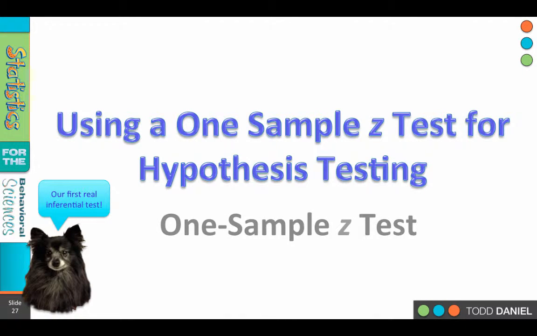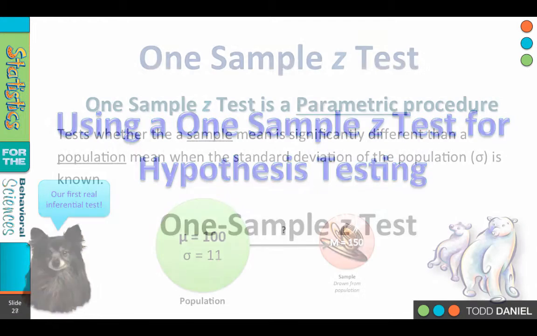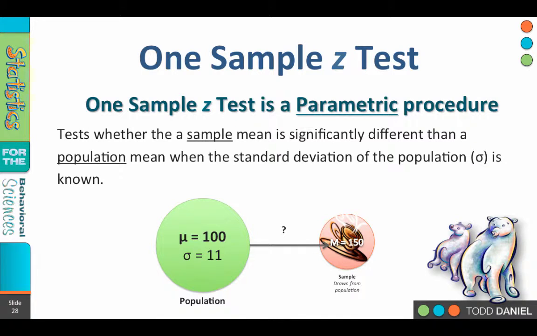Now it is time to put together all of the pieces for our first real inferential test. We're going to learn how to use a one-sample z-test for hypothesis testing. Now, one-sample z-test is a parametric procedure. That means that it is using data from the population. So, a z-test will tell us whether a sample mean differs significantly from the population mean when the standard deviation of the population, or sigma, is known.